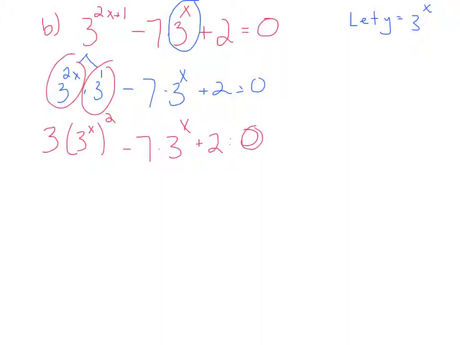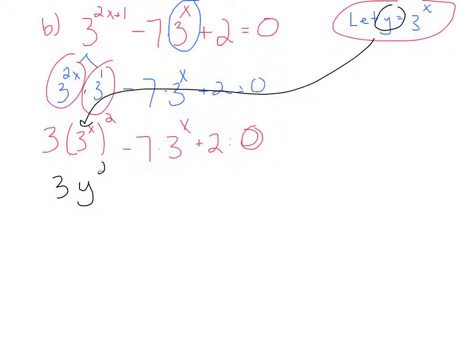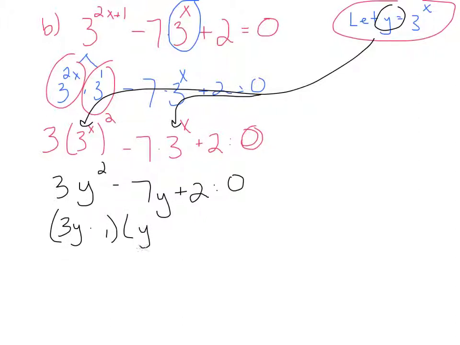Now I can do this substitution thing. So instead, everywhere I see a 3 to the x, I put a y. So I have 3y squared minus 7y plus 2 equals 0. Hopefully this bad boy factors, and he certainly does. He factors to 3y minus 1 and y plus 2. That is not correct, Mr. Williams. You just messed up. It'd be y minus 2.